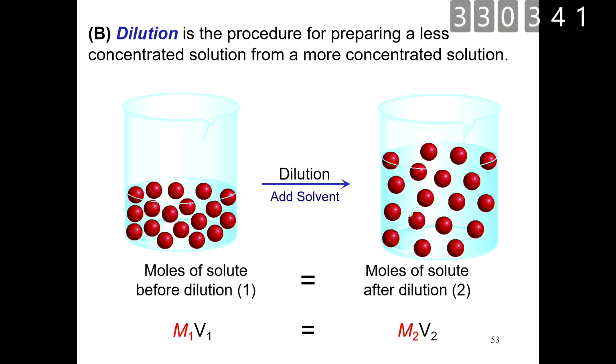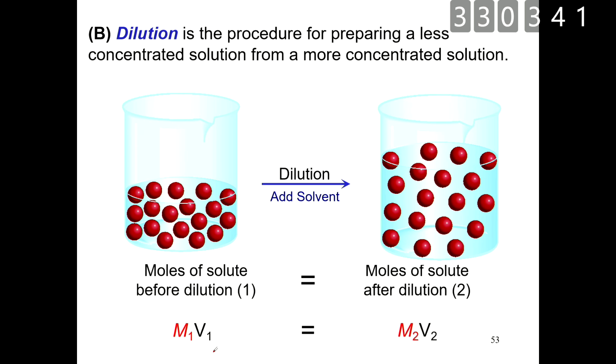Between these two solutions, M1, M is concentration, times the volume should equal M2 V2. Why? Because we just add some solvent inside. The amount of solute doesn't change. So concentration times volume, M1 V1 equals M2 V2.